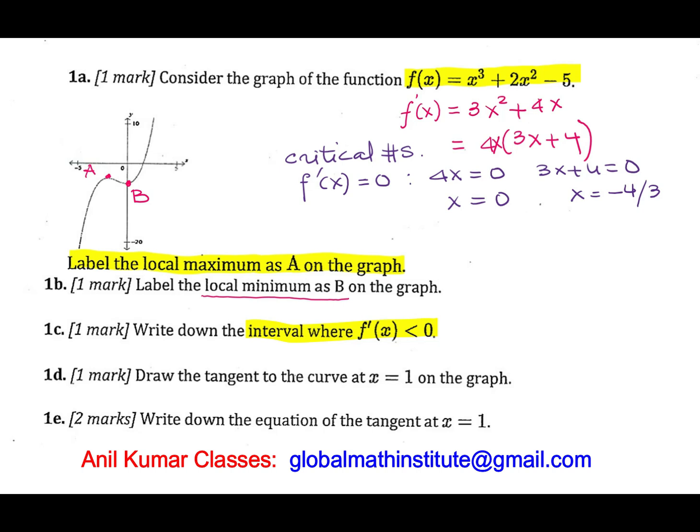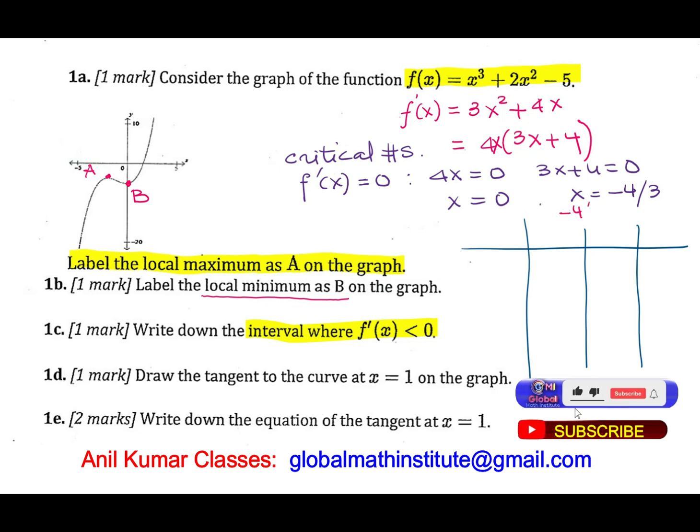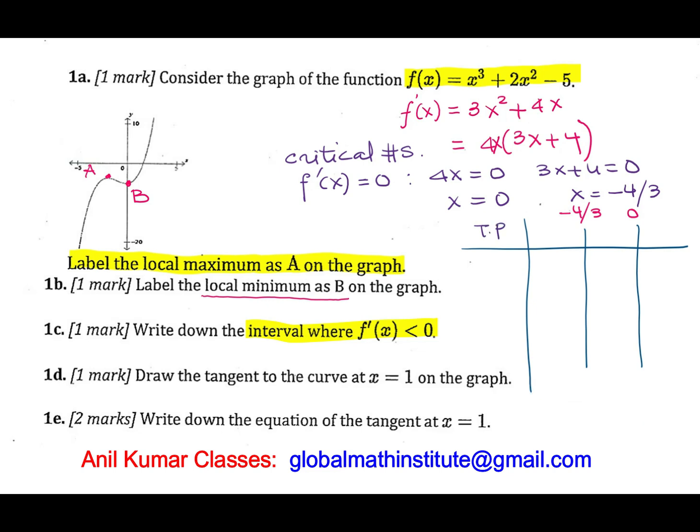So now let's analyze this. We'll use an interval table. We have two zeros, one at minus 4 by 3 and the other at 0. Let us take test points in these intervals. Less than minus 4 by 3, we could take minus 2. Between them, we could take minus 1. And here we could take 1 as our point.